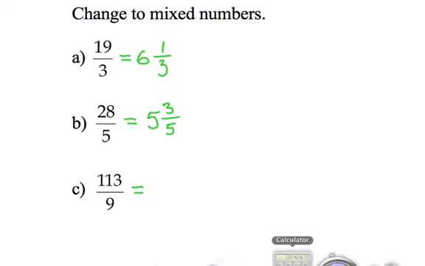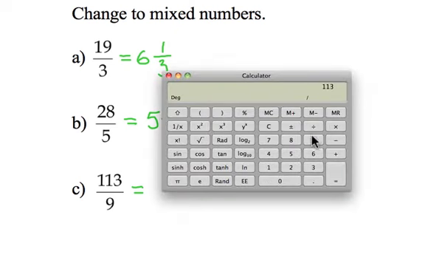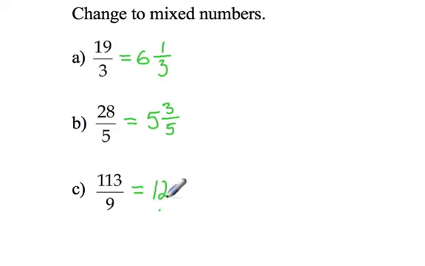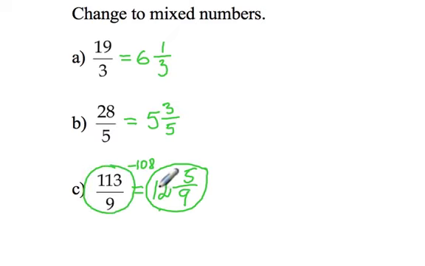We can use the calculator. 113 divided by 9 is 12, and let's figure out how much exactly is 12 times 9. 12 times 9 is 108. So 12. And now what's 113 take away 108? That leaves us with 5/9. So 12 5/9 is the same number as 113 over 9. They're just expressed differently. Here we have a mixed number, and here we have an improper fraction.